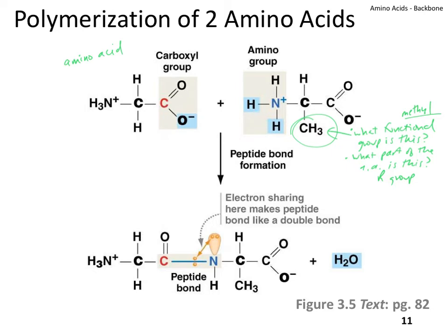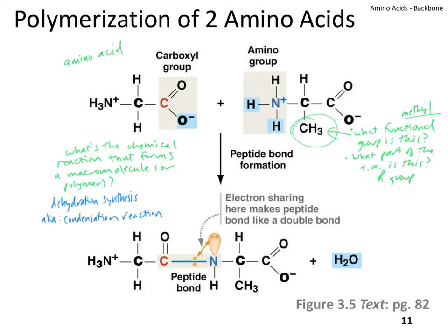So what's the general name of that reaction? So take a minute and think about it. So what's the chemical reaction that forms a macromolecule or polymer? And so, as a reminder, that's called the condensation reaction or dehydration synthesis. And remember, with those names, dehydration synthesis or condensation reaction, that refers to water being removed. And so check out the chemical structures here of the two different monomers that are about to be joined together.